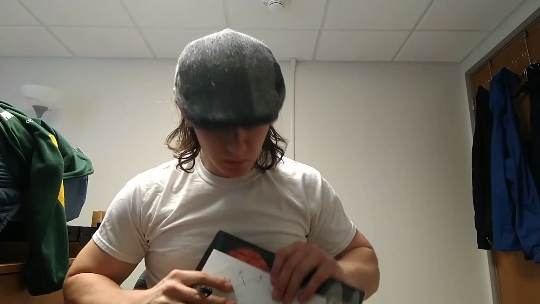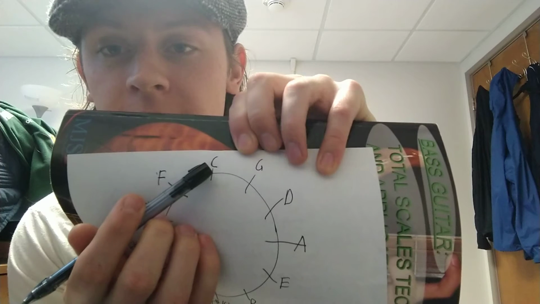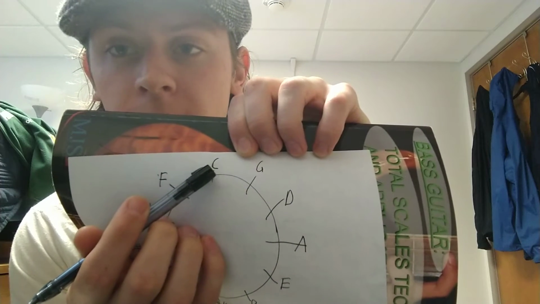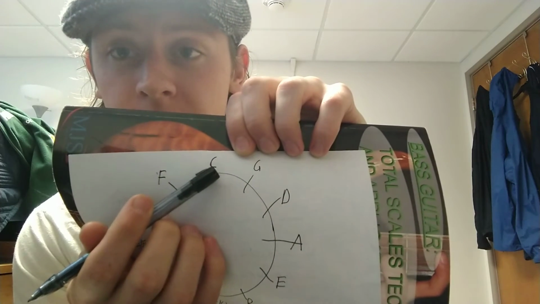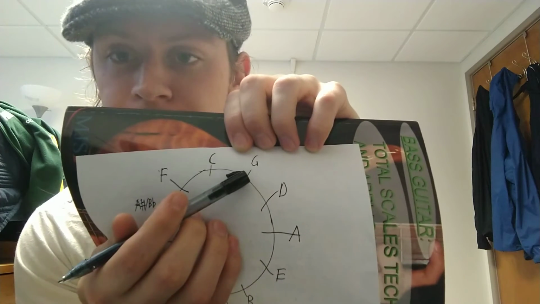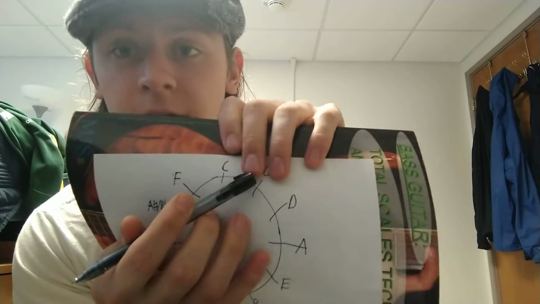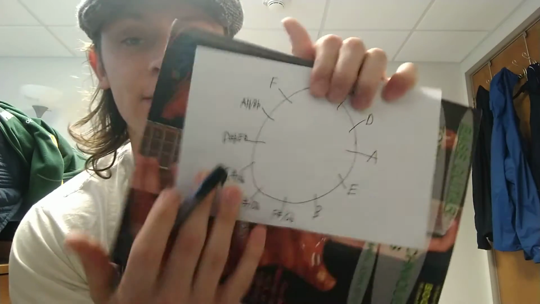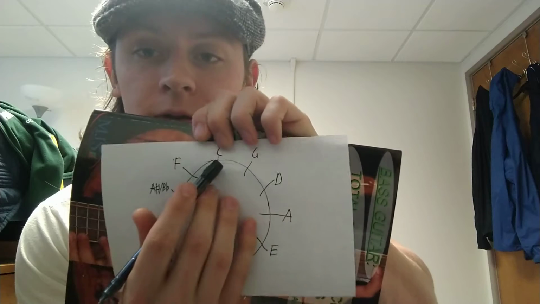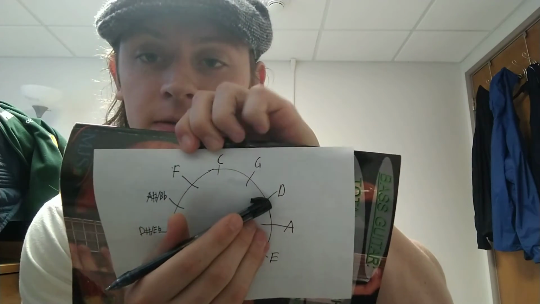So the way it works is it's just a big circle of fifths. What that means is, if you start in the key of C and go up to the fifth of that key, you'd be in G, right? C, D, E, F, G. And if you started in G and went up to its fifth, you'd be in D.